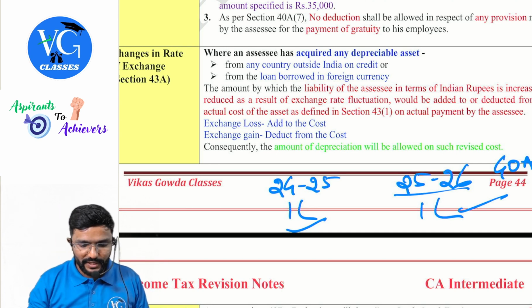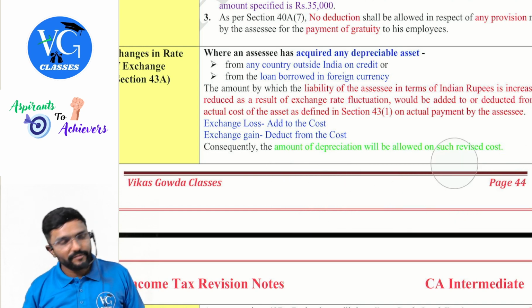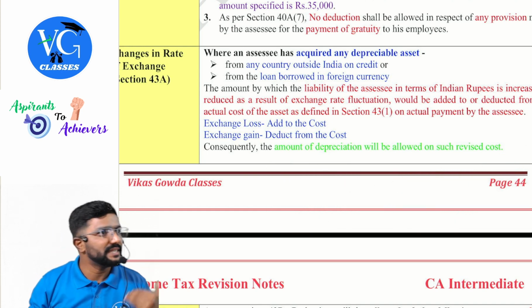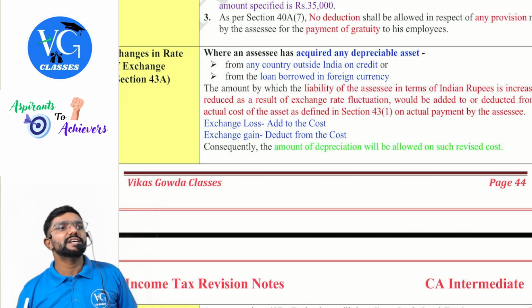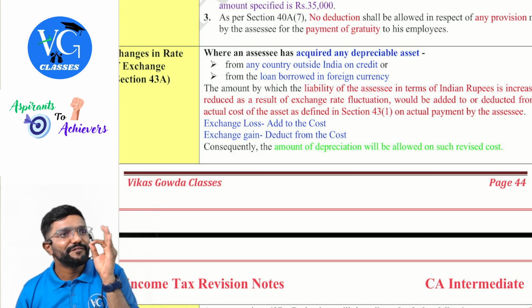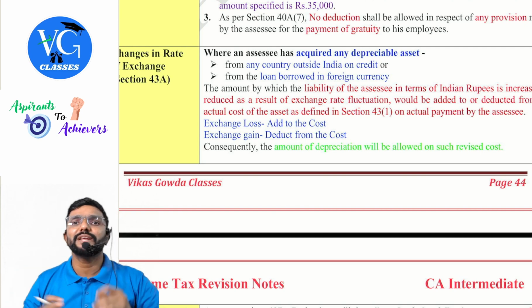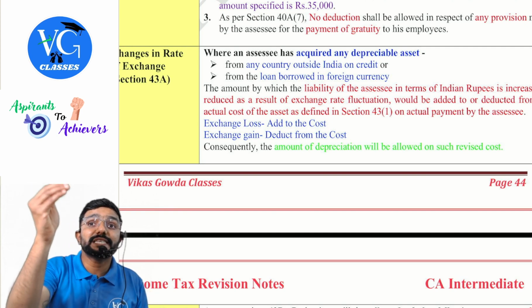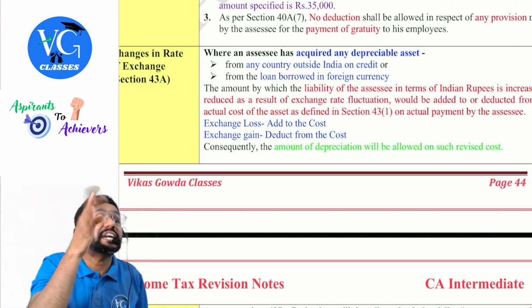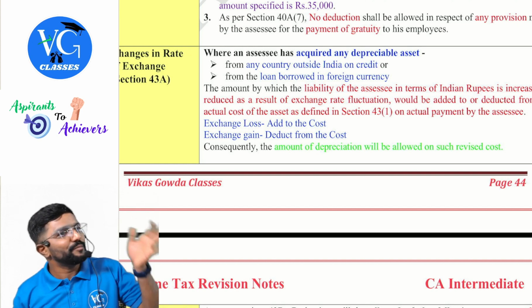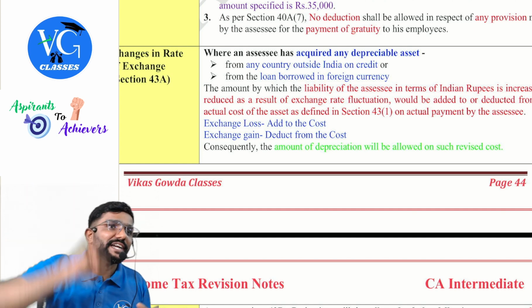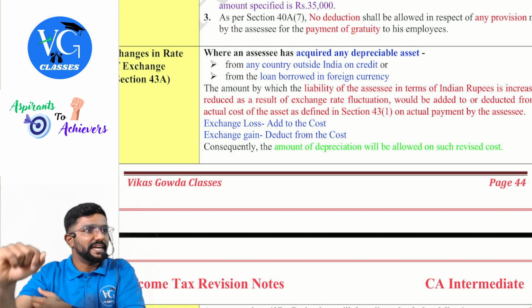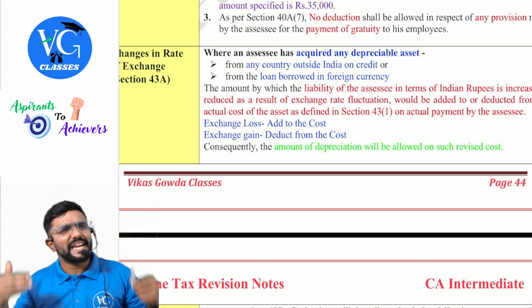Okay, so next 43A. 43A talks about assets. Easy. A for asset. Which assets? Foreign assets. So guys, listen. 43A is applicable only when you have purchased the asset from a foreign supplier on credit, or else you have purchased the asset here only by taking a loan from a foreign lender. Foreign lender. Now listen guys. When is this exactly applicable?